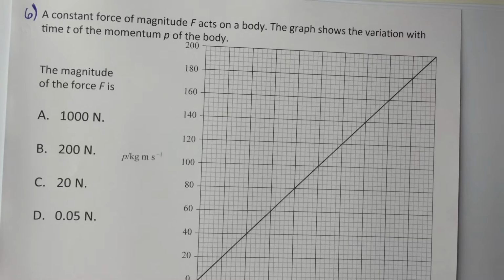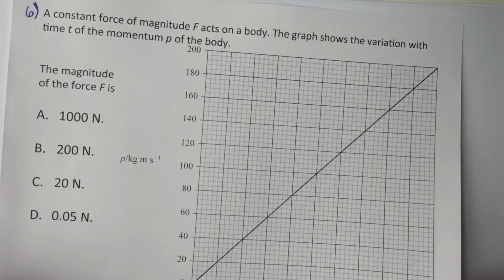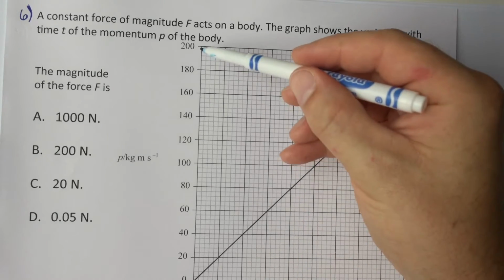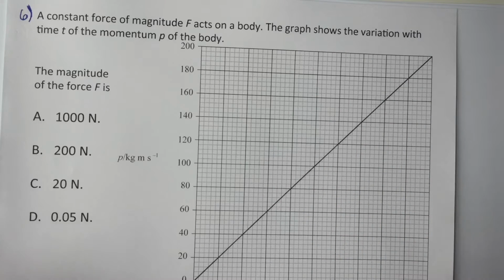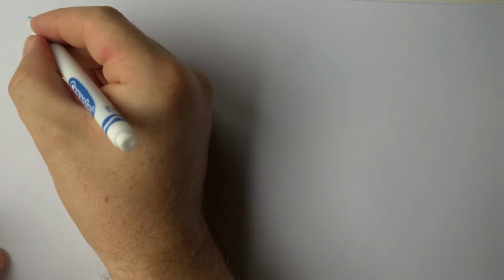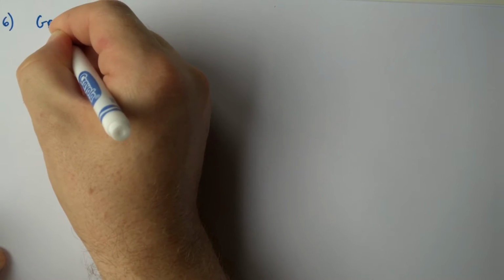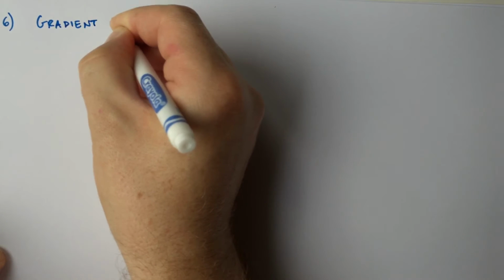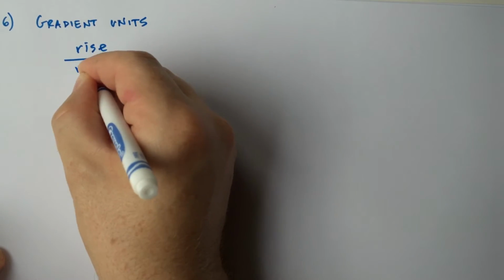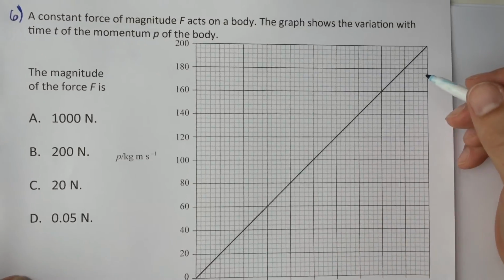So let's take a look at what the units of those would give us. First, let's talk gradient. Gradient is going to have units of rise divided by units of run. So it's going to have units of kilogram meter per second divided by units of seconds. So for number 6, gradient units are rise divided by run. Our rise, between 2 points on this graph, right?